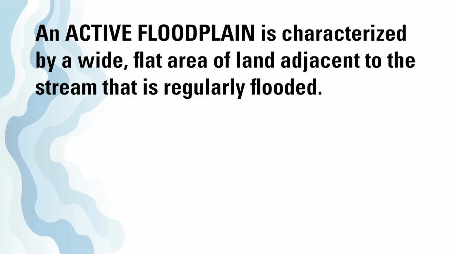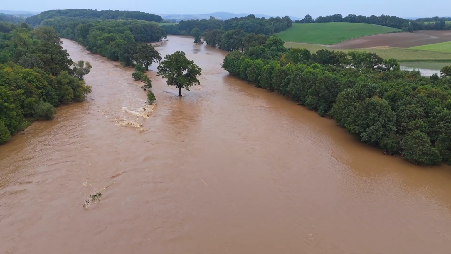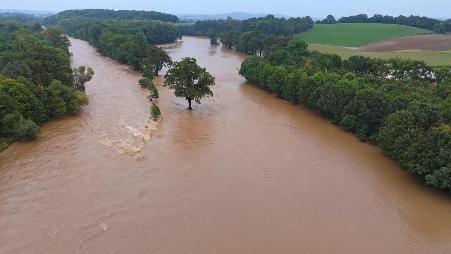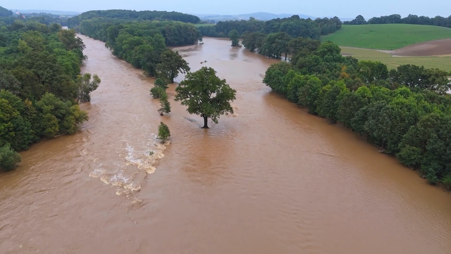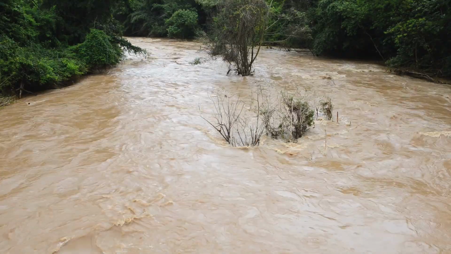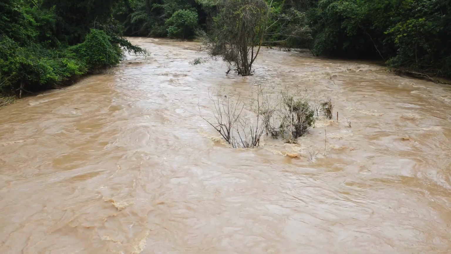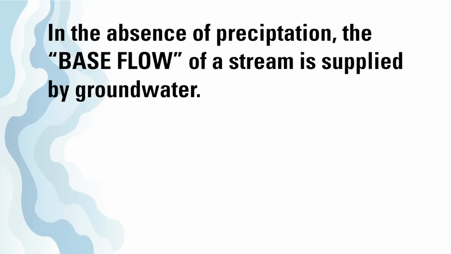Finally, an active floodplain is characterized by a wide, flat area of land adjacent to the stream that is regularly flooded. This wide floodplain allows water to spread out and slow down during periods of heavy rain, which prevents erosion. The vegetation in the floodplain can also help to filter out sediment and pollutants that are being picked up during high flow. In the absence of precipitation, the base flow of a stream is supplied by groundwater.